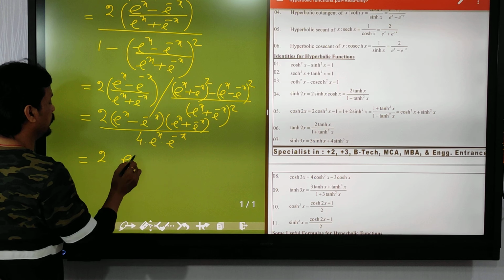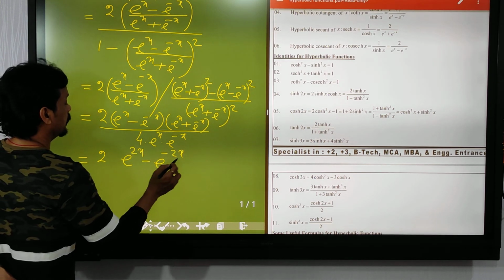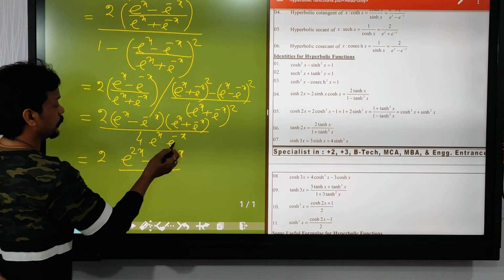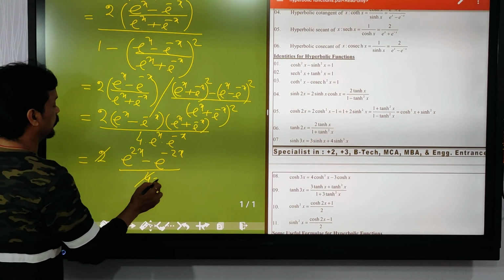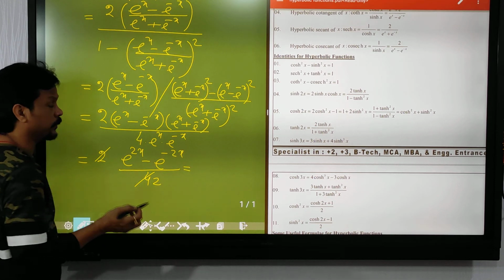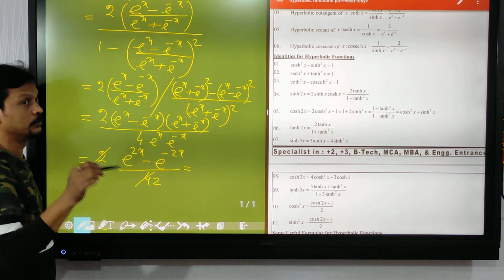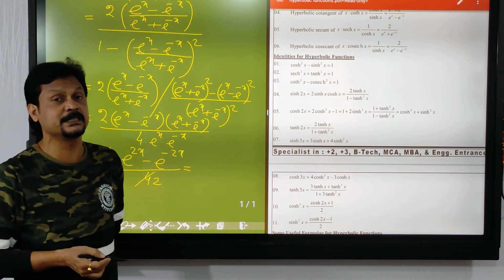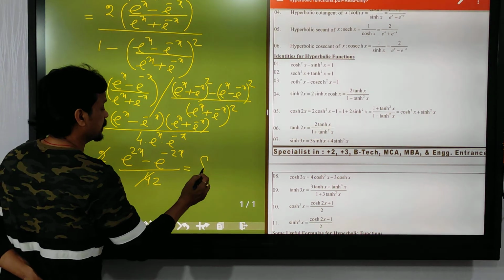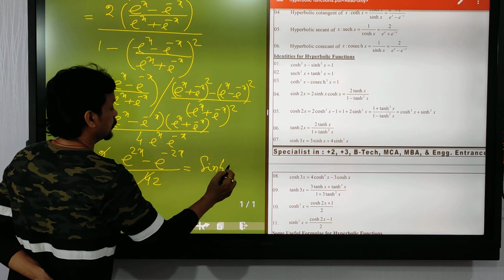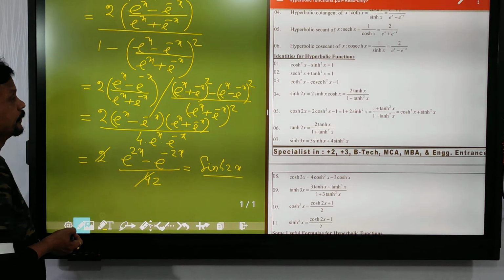Clear? So e to the power 2x minus e to the minus 2x divided by, these two cancel out, 4 and 2, the 4 will cancel out, it will become 2. So it is in the form of e to the power theta minus e to the minus theta divided by 2, and that is the form of sinh theta. In place of theta I have written 2x, so sinh 2x. Clear?